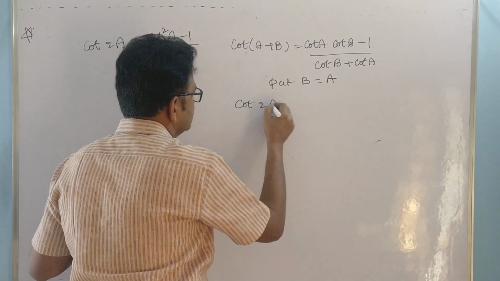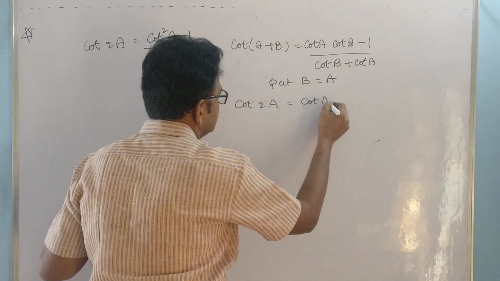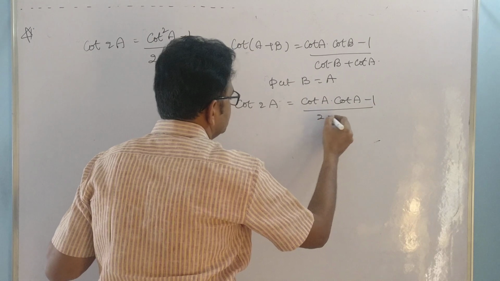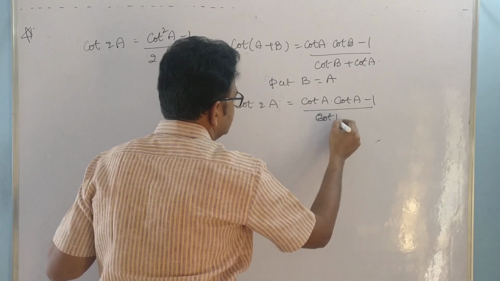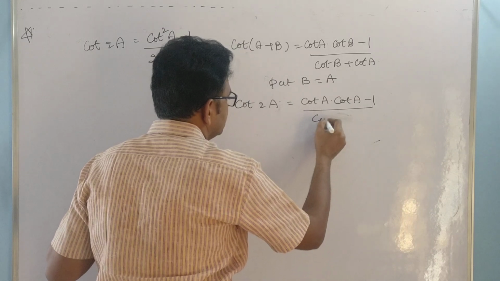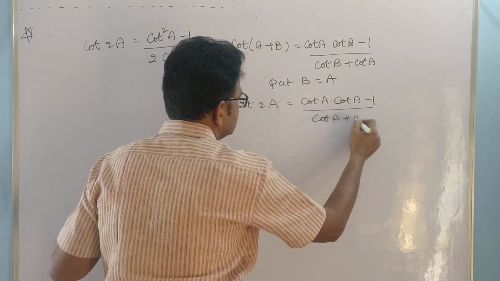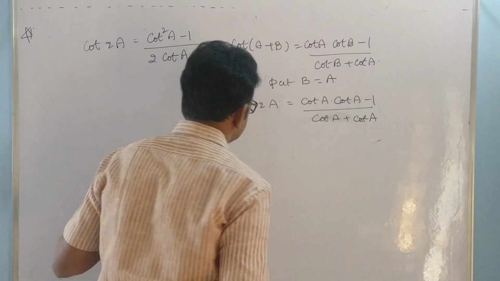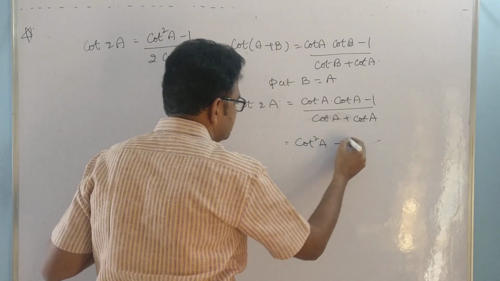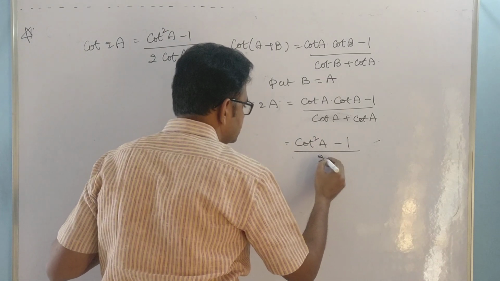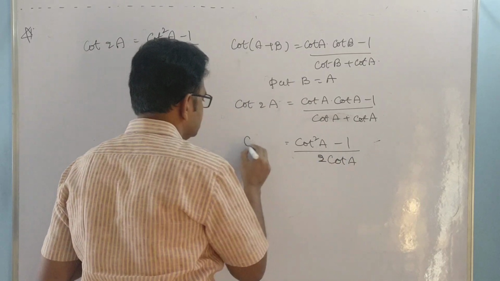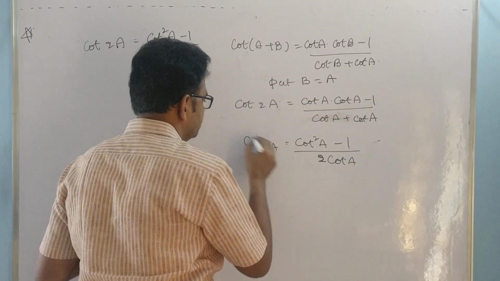Cot 2A is equal to cot A into cot A minus 1 by cot B plus cot A. Cot B means, put B equal to A. So this is cot A plus cot A. That is equal to cot square A minus 1 by 2 cot A. So this is the cot 2A formula.